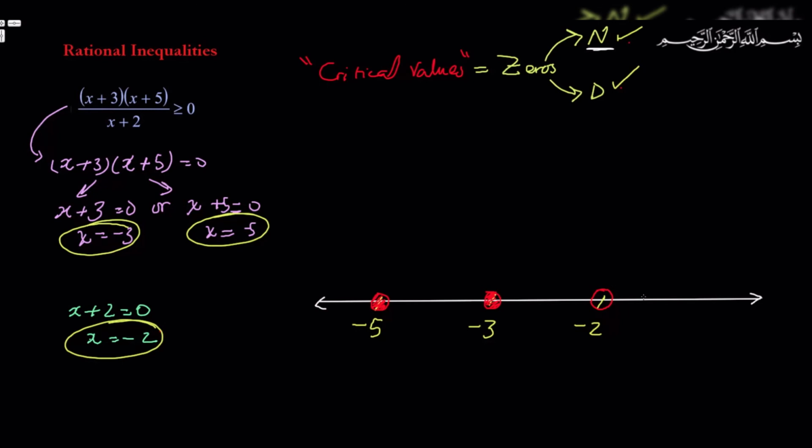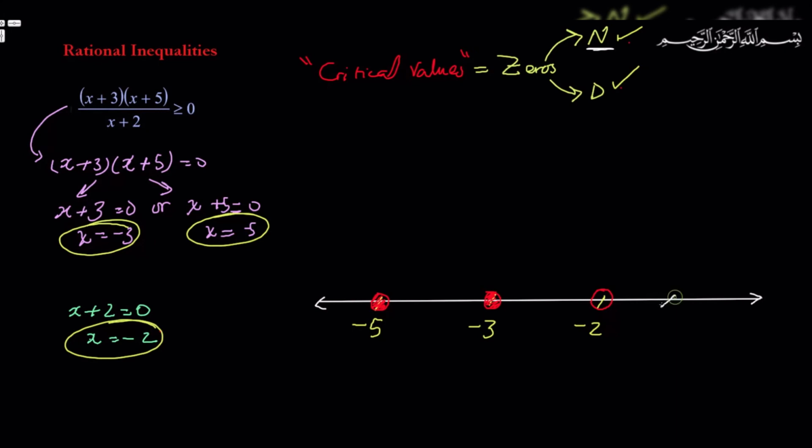Then all you've got to do is pick a point from all the intervals here. First, understand that when you put the critical values on the number line, you divide the number line into different segments or intervals. There's one interval here, one here in between -3 and -5, another one here, and another one here. So you divide the number line into these 4 different intervals. Okay, so you check one interval at a time.